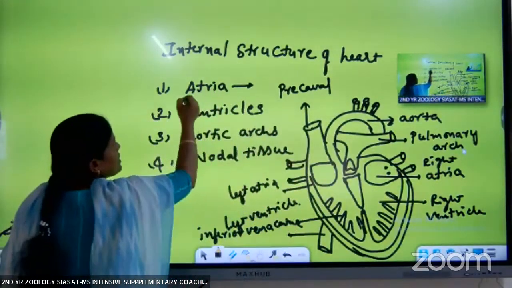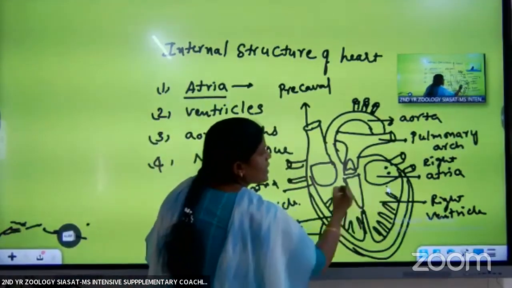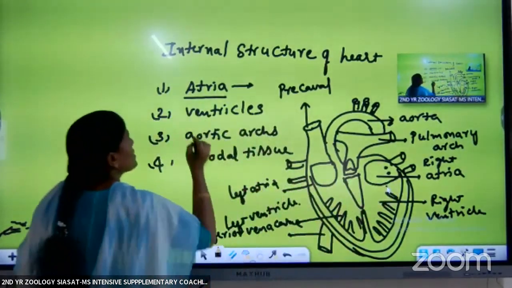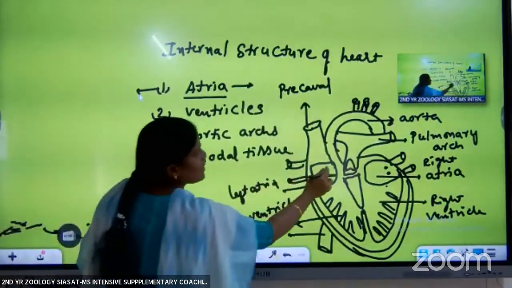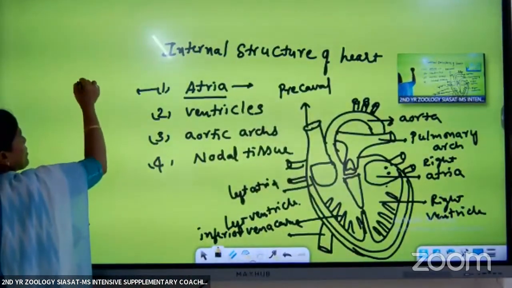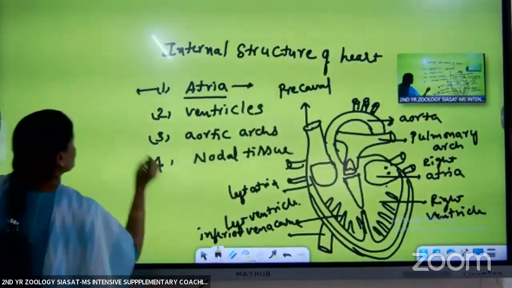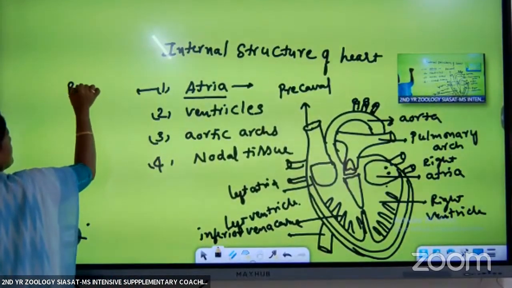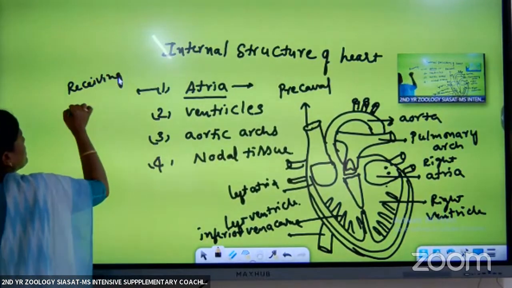First, we are going to discuss the atria. Atria are the upper chambers. They are the receiving chambers. The blood is received by the atria, that's why these are called receiving chambers.